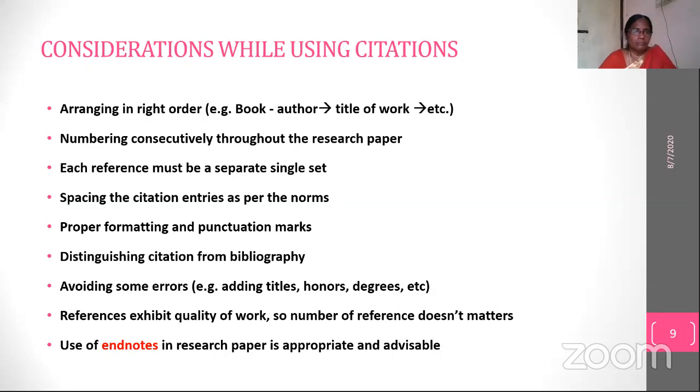The numbers must be given consecutively throughout the research paper. It is a simple matter. There is no need to give numbers here and there. Continuous numbers, 1 to 25, 1 to 30, etc. So the numbers should be given continuously throughout the pages.